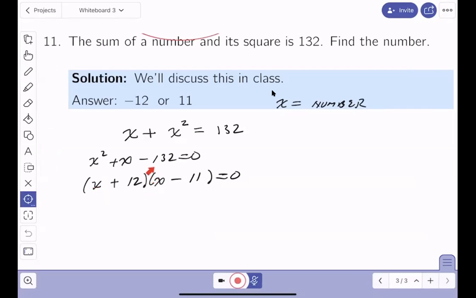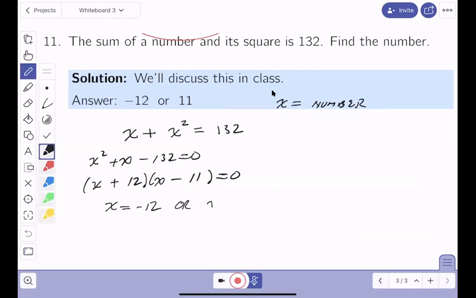What's x times x? X squared. Then you get minus 11x plus 12x, which would be plus 1x. I hope you realize that 12 times minus 11 is going to be minus something. It's going to be 120 plus 12, which is 132. It works out pretty good. So what's the answer then? It's x equals minus 12 or x equals 11. What was our question now? Find the number. There's actually 2 numbers that fit this description. One of the numbers is 11. The other number is minus 12.